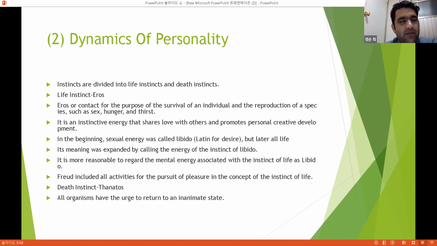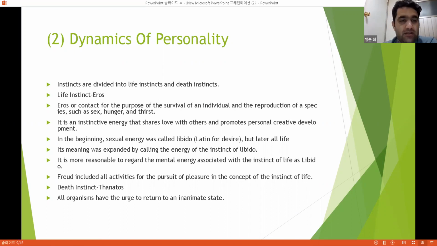Eros is for the purpose of the survival of the individual and the reproduction of the species, such as sex, hunger, and thirst. It is instinct energy that shares love with others and promotes personal creative development. Personality is a situation of instinct energy when a person is sharing his love or his relations with others, the community, and their family members, right?